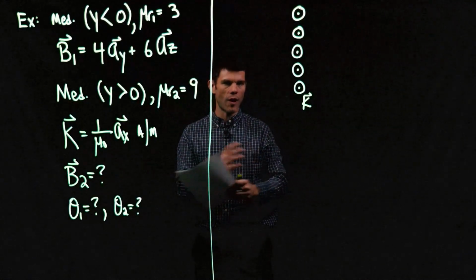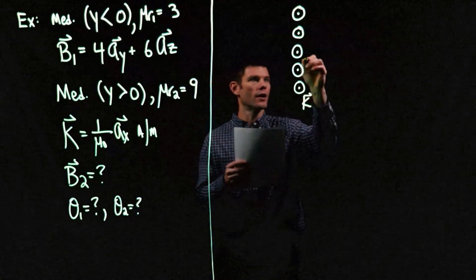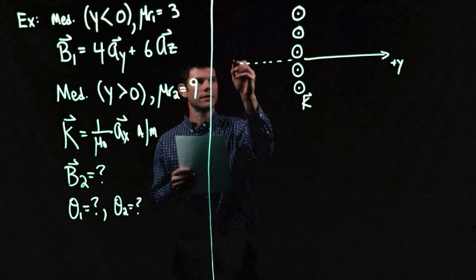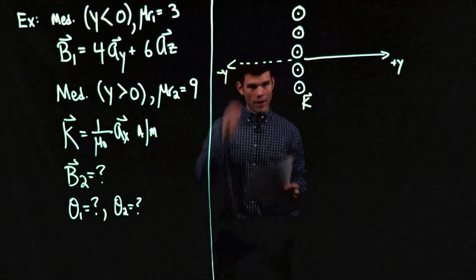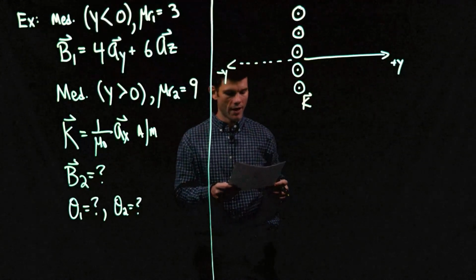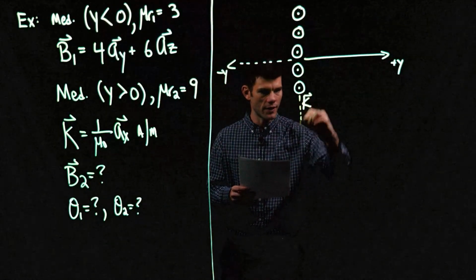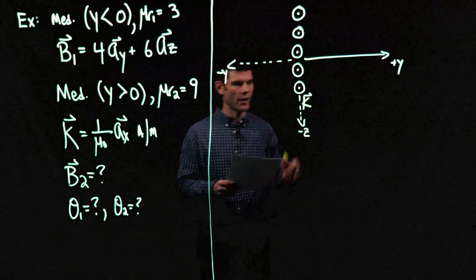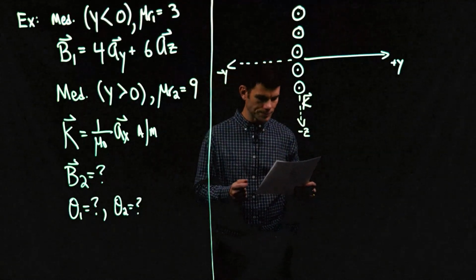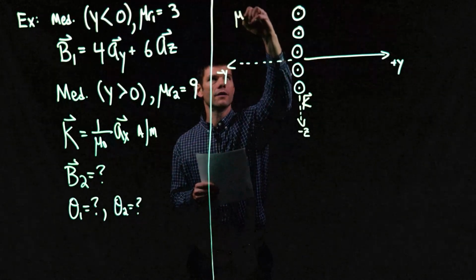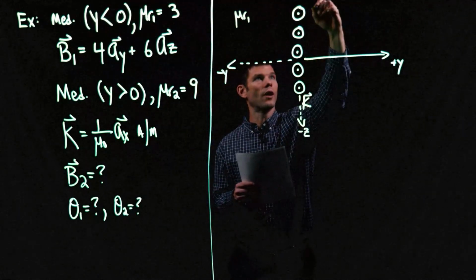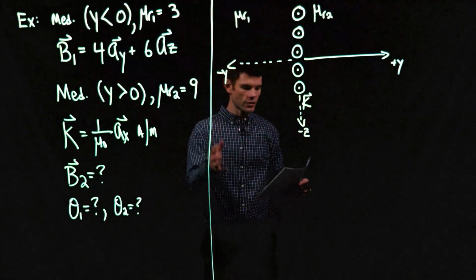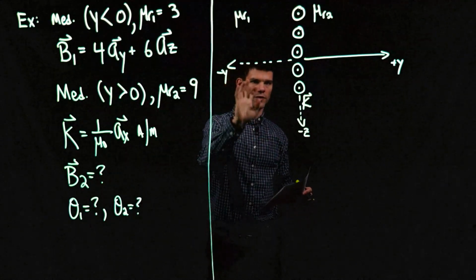And what I'm going to do is have the y-axis going right and left. So I will call this direction the plus y-axis, and we'll call this direction the minus y-axis. So at y equals 0, right in the middle here, is where we have the separation of the boundary. And I will say that going up will be the plus z and going down will be the minus z, and that's not so relevant for this problem. Okay, so what we have over here is boundary 1, so we'll give that mu sub r1. And here we have boundary 2, and we'll call that mu sub r2.